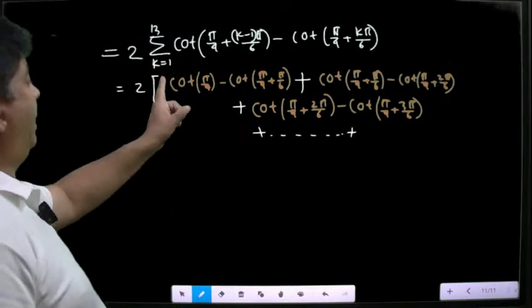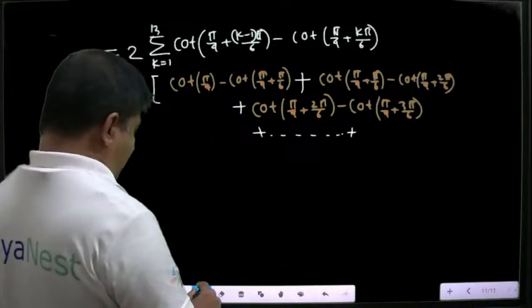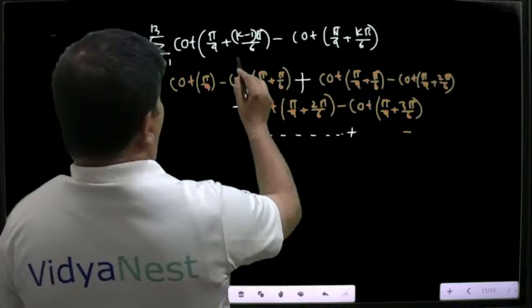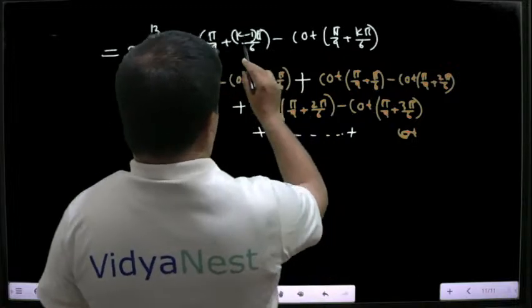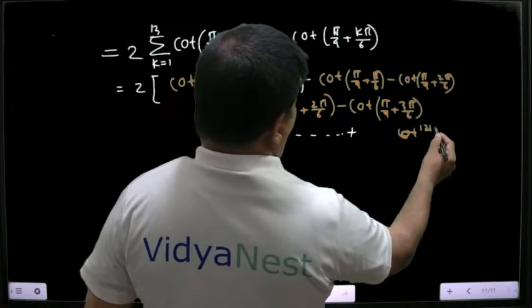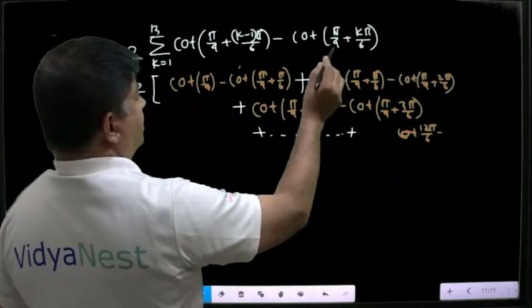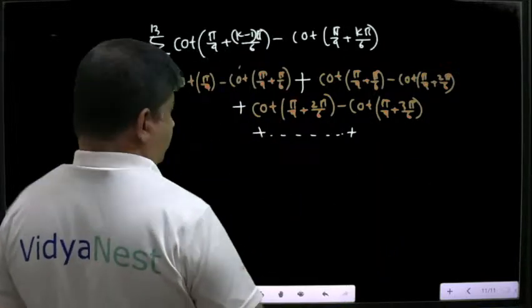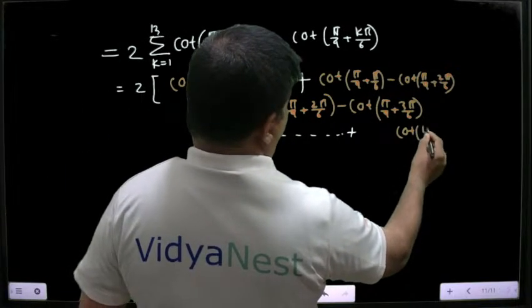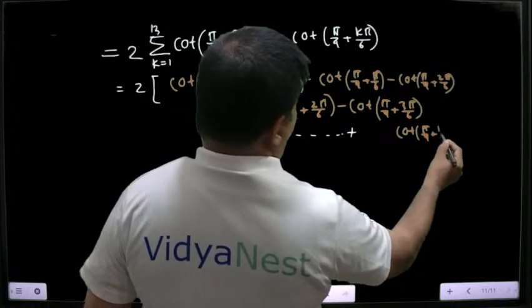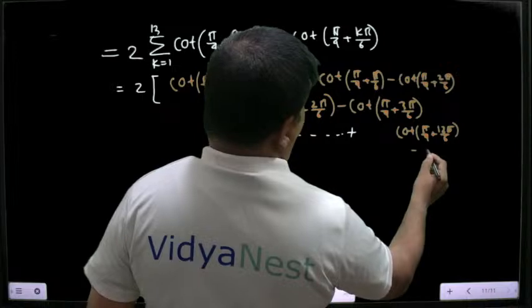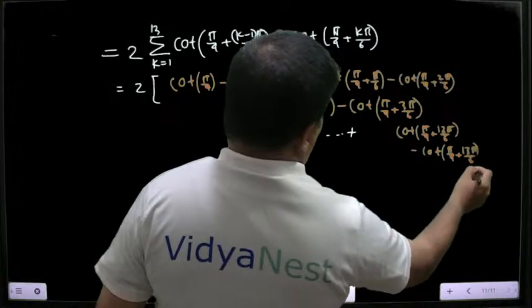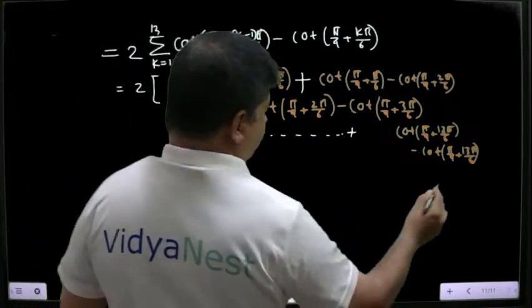Put the last term, 13 पुट करो। 13 पुट करने से क्या आएगा? cot(pi by 4 plus (12 pi minus 6)/... ) minus cot(pi by 4 plus 13 pi by 6). Okay.